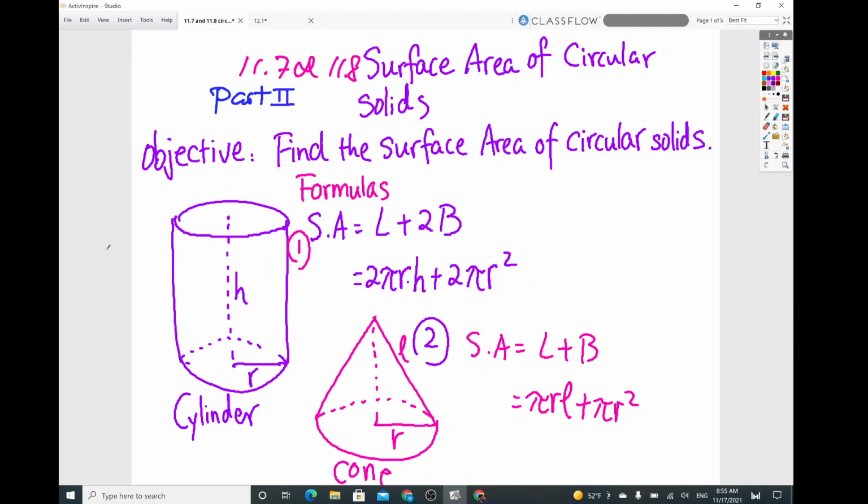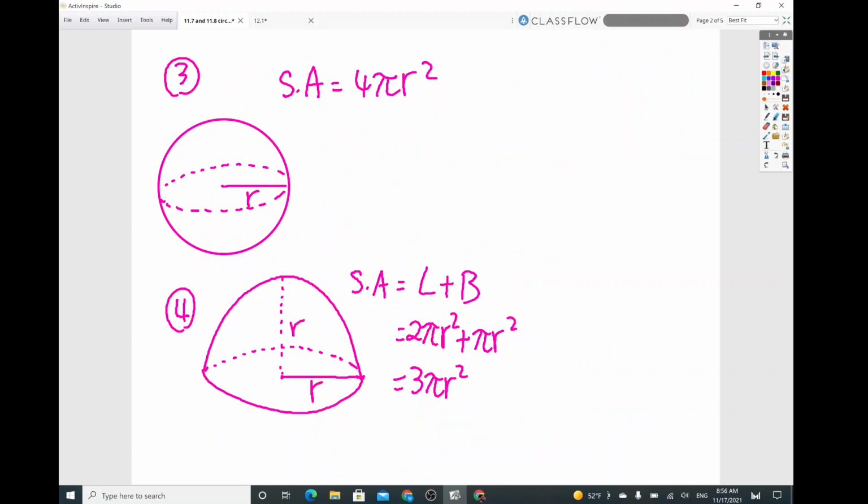And the surface area of a cone is the lateral area plus the area of the base. The lateral area of a cone is pi r L, so pi r times L, where L is the slant height. We talked about that in the previous section already. And then plus pi r squared, the area of the base. Now let's see what else we have for those formulas.